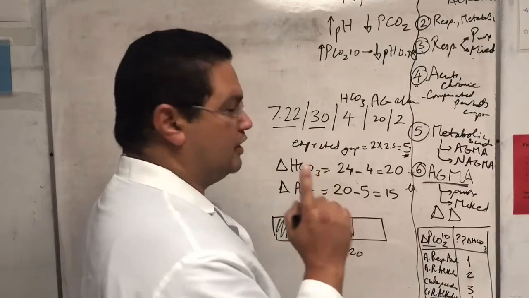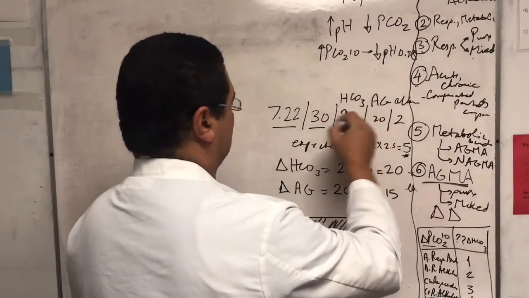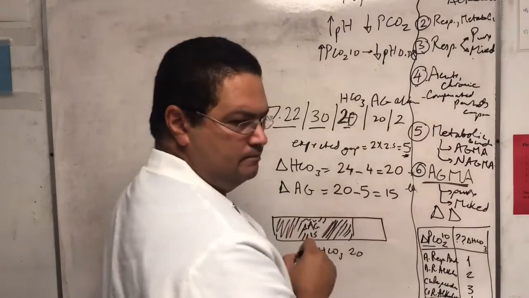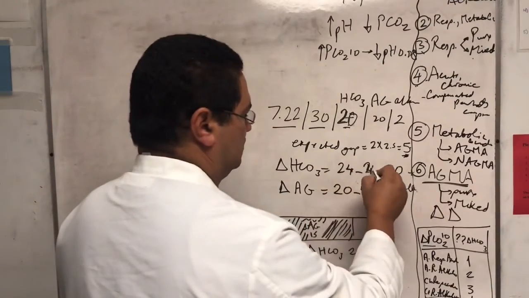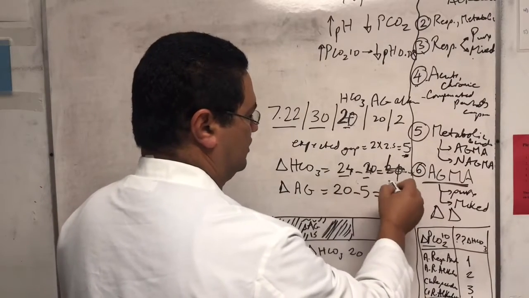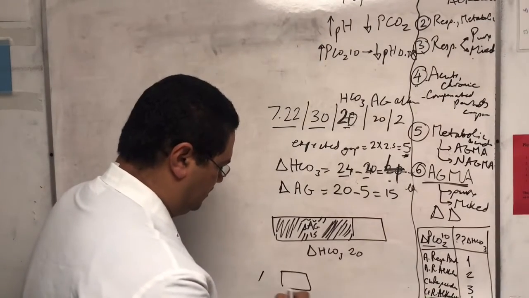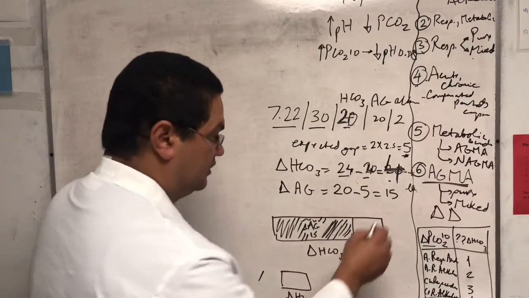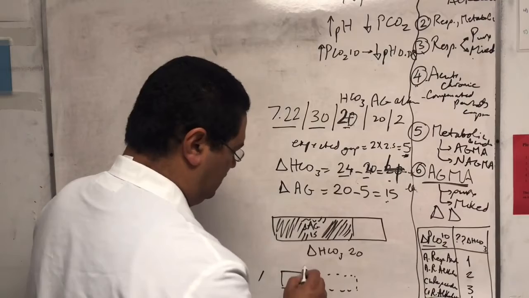Okay, so I'm going to change one number. I'm going to change this number only. So same thing, same gas, everything, and same diagnosis, but the bicarb is 20. So the change of bicarb now is what? Is 4. 24 minus 20 equals 4. So the difference that's going to make is huge, because this is the change of bicarb of 4, but the change of gap is 15, so the gap went all the way to here, okay?